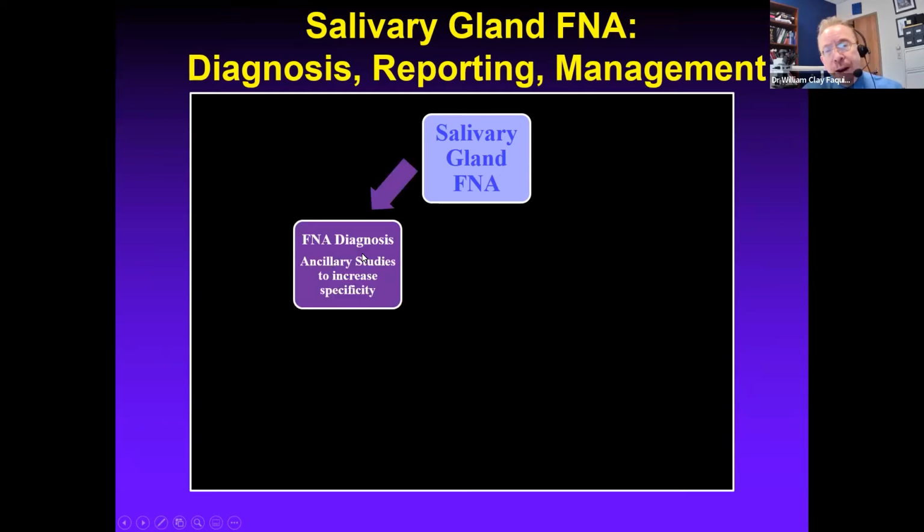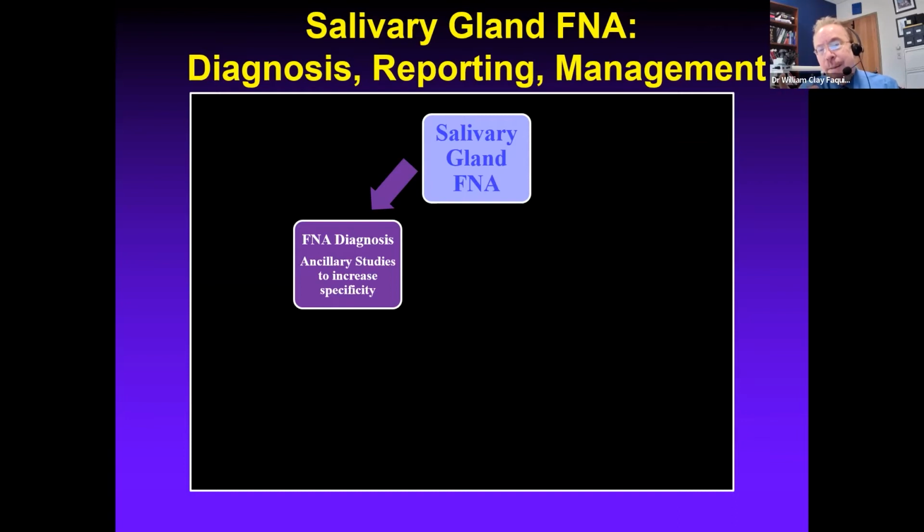We're going to do the FNA. We're going to look at it under the microscope. You may or may not make a cell block and do ancillary studies depending upon what the lesion is. And then you'll come up with your diagnosis, your interpretation.